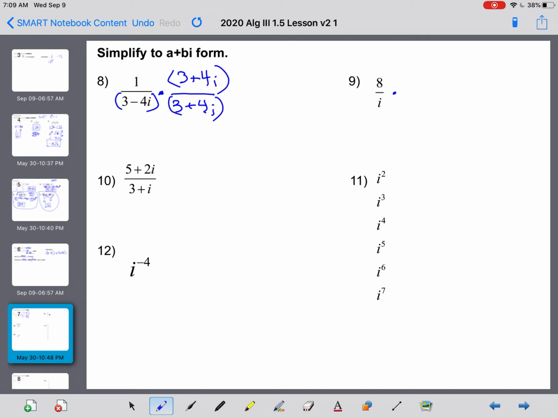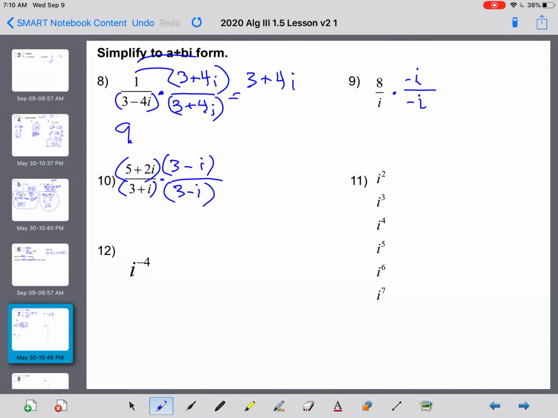Here the conjugate is going to be negative i. So I'm going to multiply this by negative i. Over here, the conjugate is going to be 3 minus i, and 3 minus i here. So we focus on the denominator. The numerator can be whatever. So now let's take a look here. I'm going to distribute in the top. So that's going to give me 3 plus 4i. In the bottom, I'm going to get 9.